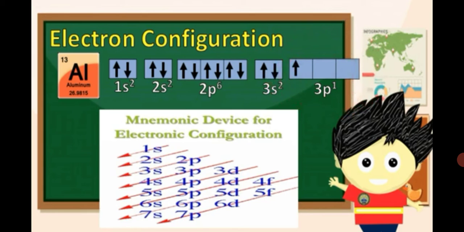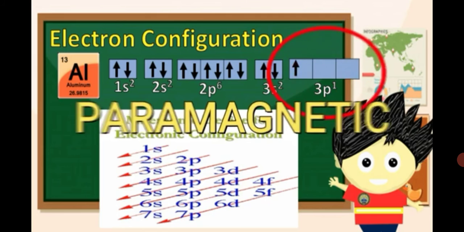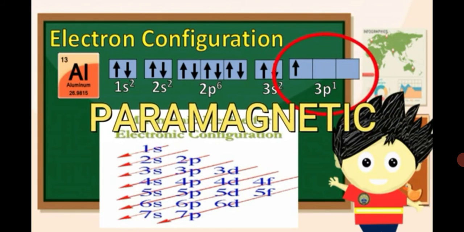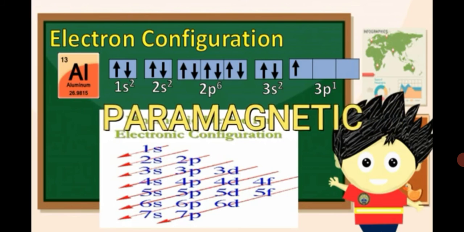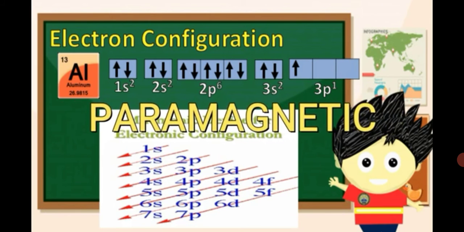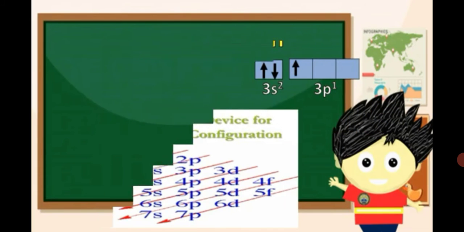Sa ating naging discussion, tinatawag nating paramagnetic ang isang atom kapag ito ay nagkaroon ng unpaired electron. Nangangahulugan na ang aluminum ay isang halimbawa ng paramagnetic atom, kung saan ito ay attracted sa presence ng magnetic field.